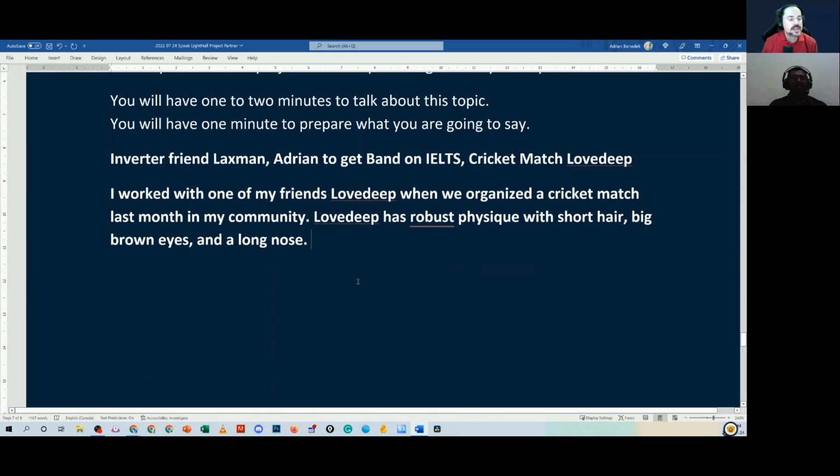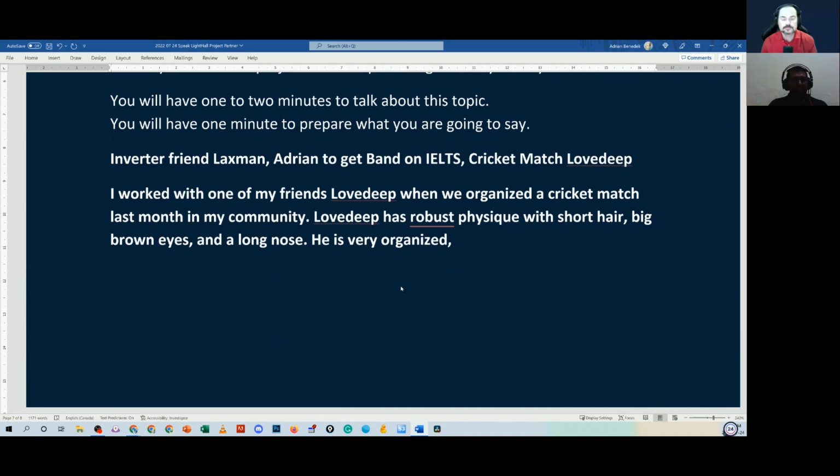Now, give me one of his personality traits. What is Lovedeep like? He's very good at organized people. Okay, keep it simple. He is very organized. Yes. Simple is beautiful, and this is what I want to teach you and everybody else, Baljeet: keep your thoughts simple. So he is very organized.